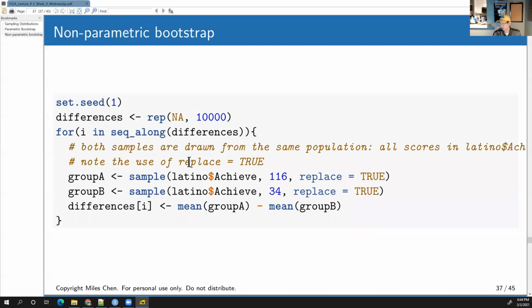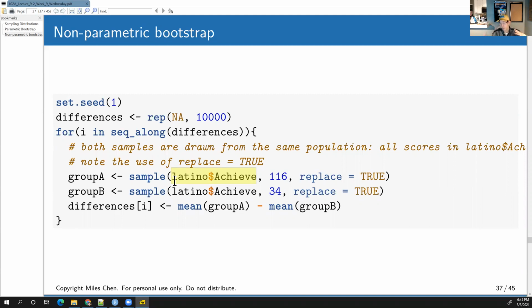So this is what my sample code looks like. I have a vector of differences of length 10,000, and I'm going to iterate this 10,000 times. Each time I have group A. This is going to be 116 values drawn from the entire population of 150 values, right? So I have 150 values, and I'm going to draw 116 of them with replacement. So I'm assuming that my entire sample of 150 is representative of the population.